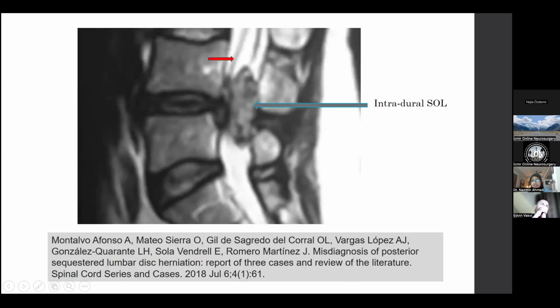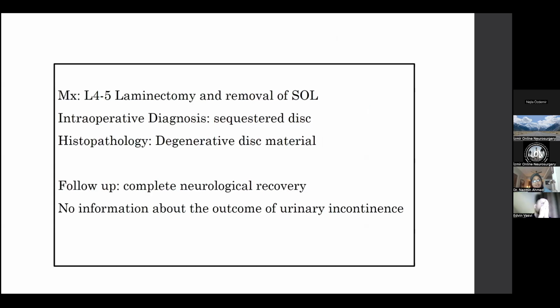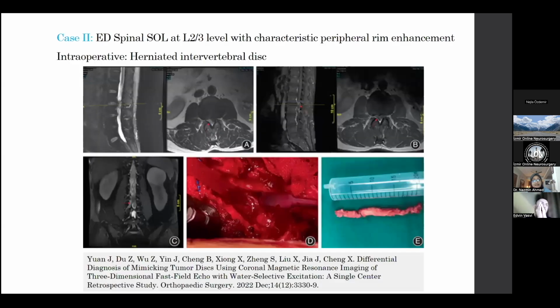They thought that initially it could be a schwannoma or something like a nerve sheath tumor, intradural extramedullary spinal as well. But intraoperatively, histopathology proved that it was herniated disc material. Okay, this is another example of spinal as well at the L2-3 level.